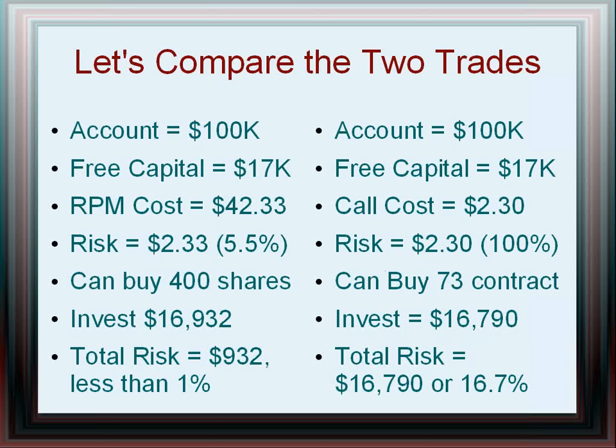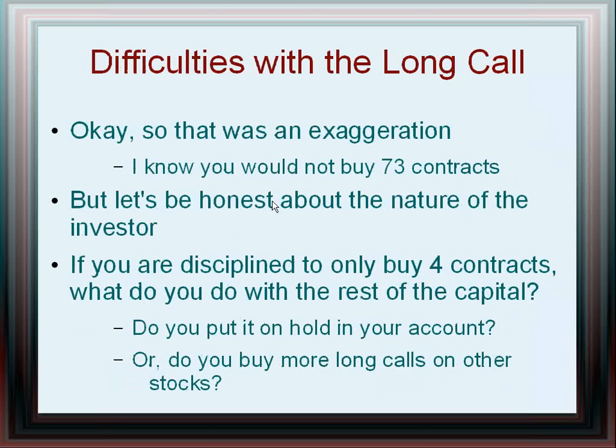Now, I know this is an extreme example. That was an exaggeration. None of you would ever buy 73 contracts. If you had 17,000 of free capital and you really liked PXP and you had almost 95% insurance that the stock was going to move up to $60 per share, which no one has, you might buy 73 contracts. But in reality, you're not going to do that. I just wanted to really emphasize the problem with overtrading.